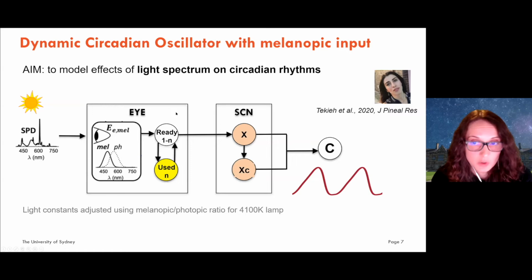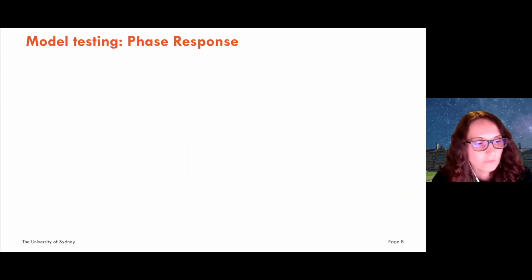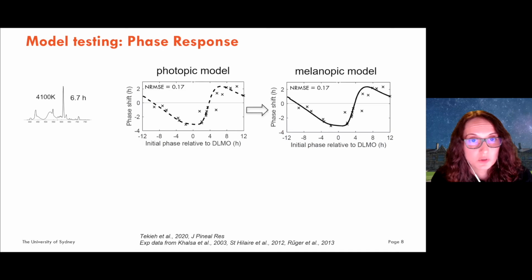And after doing that, we wanted to test whether our new model with melanopic irradiance would be able to reproduce experimental results for other light sources as well. So to do this, we mainly look at the phase response curves and dose response curves, which you probably know are the key types of experiments to study circadian response to light.